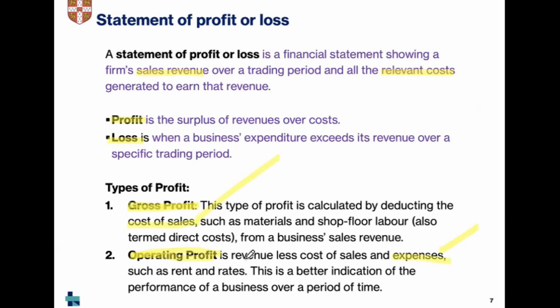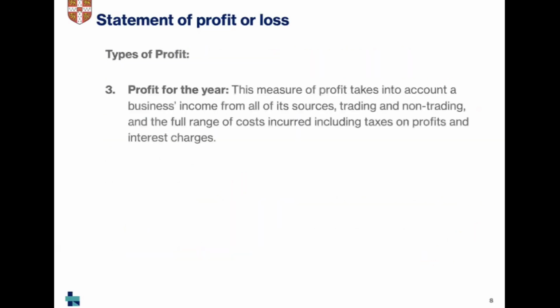Therefore, if there are other non-trading activities that the business is involved in that are giving the business a profit, these income from non-trading activities are added to get a profit for the year, or they are subtracted to get a profit of the year. Here also, taxes are subtracted from the operating profits to get the profits of the year. Let me go over again.